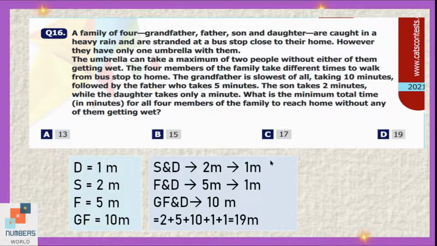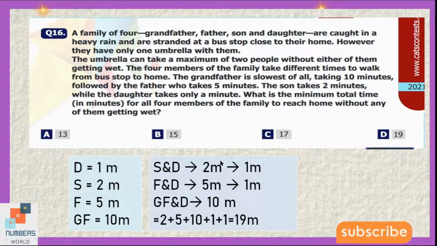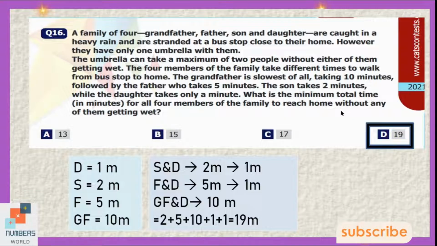Now we are going to add the time over here. 2 plus 5 plus 10 plus 1 is equal to 19 minutes. So it is going to take 19 minutes for all 4 members of the family to reach home without any of them getting wet. So option D is the correct one.